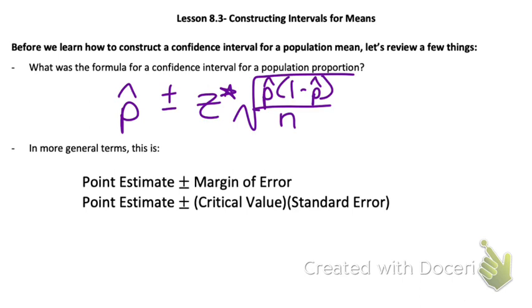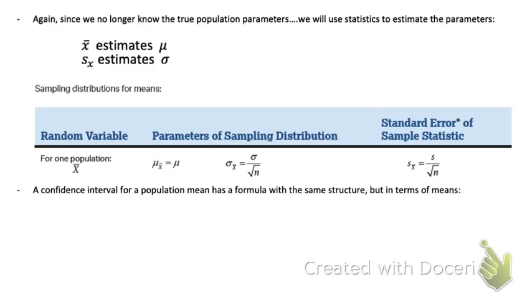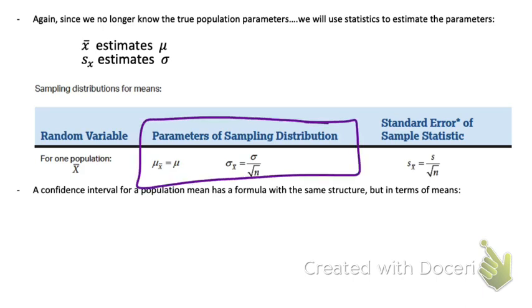All right, back to means, okay? So remember that X bar estimates mu, right? Sure, whatever you say, lady. S sub X estimates sigma, right? Okay. On your formula chart, this is sampling distributions for means. We've seen these two formulas right here before. The mean of X bar is just mu from the problem, and the standard deviation of X bar is just sigma over the square root of N. We get sigma from the problem.